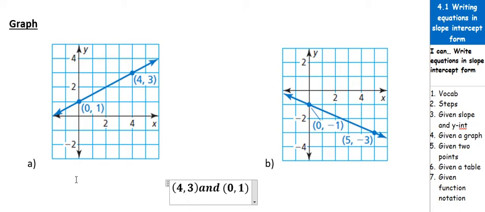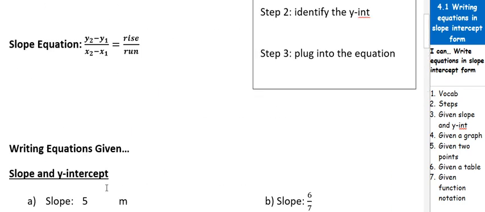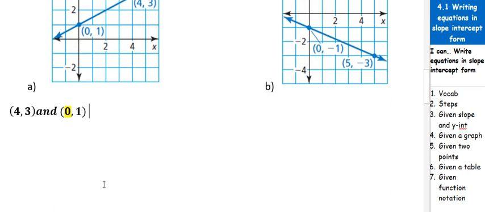Now, you got to think back to about 2 sections ago. We talked about our y-intercept and our x-intercept. And for the y-intercept, we said the y-intercept is the y value when x is 0. So for A, which one of these is my y-intercept? Well, here, x is 0. If x is 0, my y-intercept is that other value. So I know that my y-intercept is 1. I just identified my y-intercept.